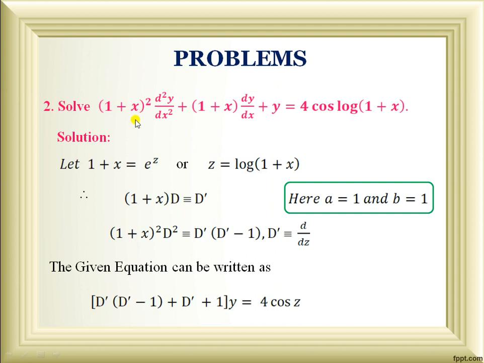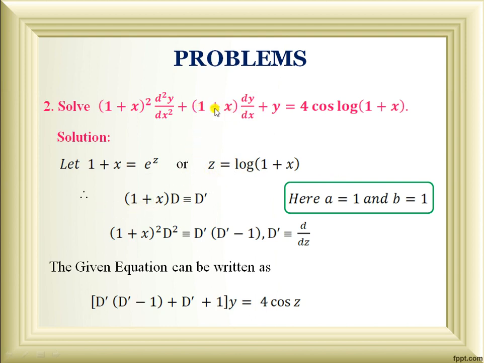So we need to take ax + b is equal to e^z. Here I am having ax + b is equal to 1 + x. So I am taking 1 + x is equal to e^z. This becomes z is equal to log(x+1). And finally, we need to use this z replacement in the final answer.